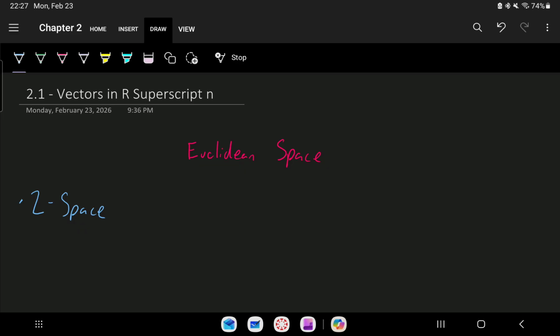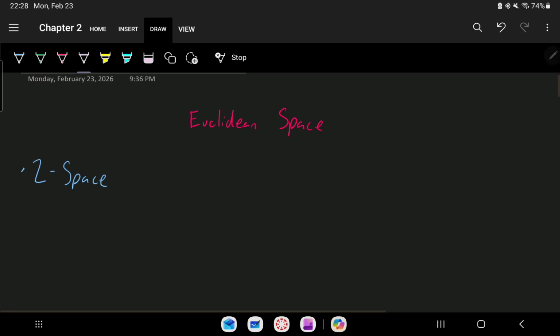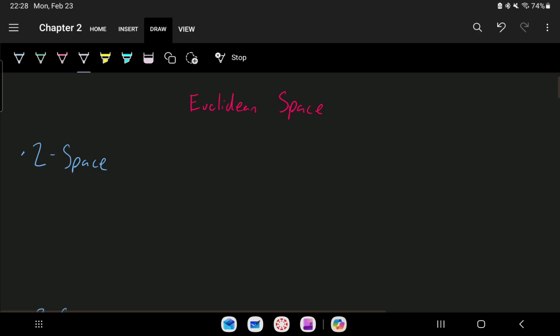So before we can get into any of the true bulk of the chapter, we need to start by talking about something called vectors in R superscript n. And to do that, we're going to start by talking about something called Euclidean space. And after Euclid, you've no doubt heard about him in any geometry class.